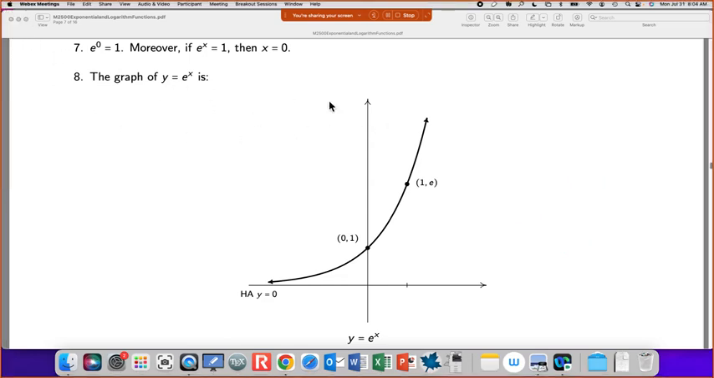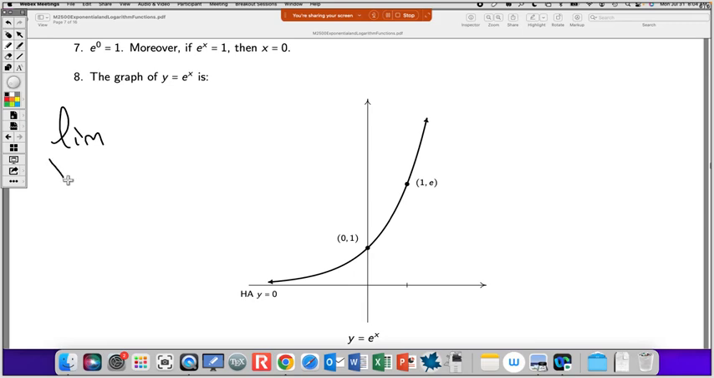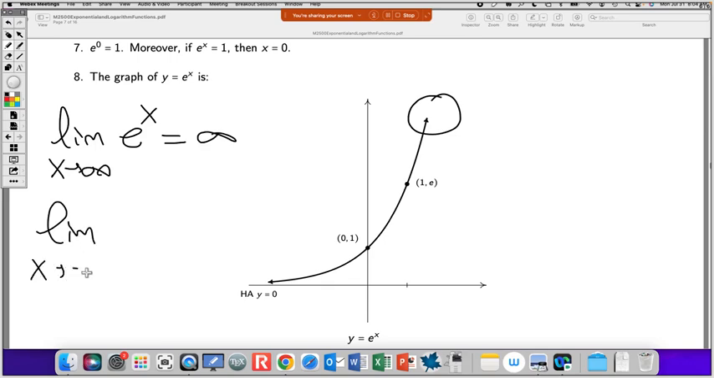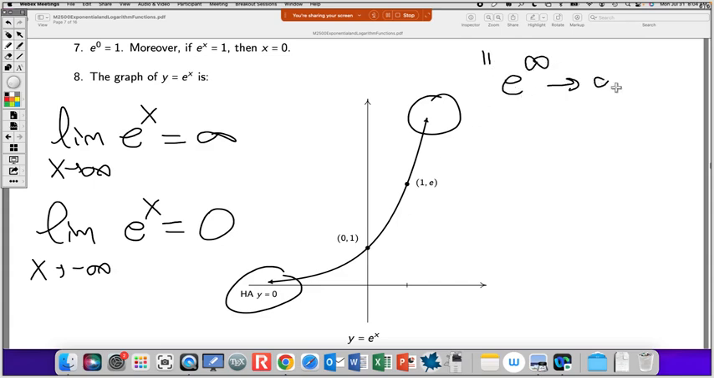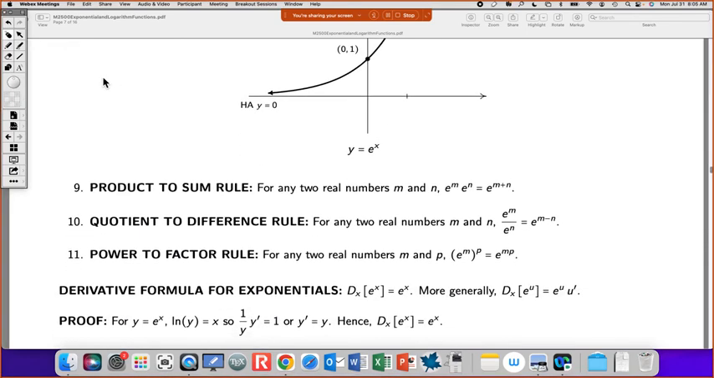As far as limits are concerned, the limit as x goes to infinity of e to the x is infinity. And the limit as x goes to minus infinity of e to the x is 0. So some people like that, e to the infinity is going to infinity. E to the minus infinity, that's going to 0. And once again, those will be helpful on your final when you're looking at that graph. That'll help you out.